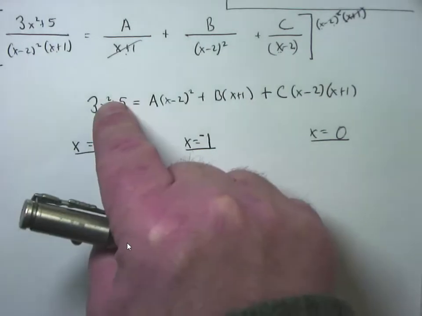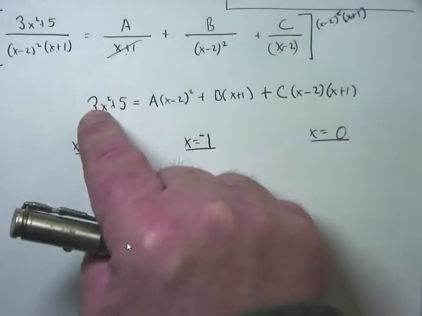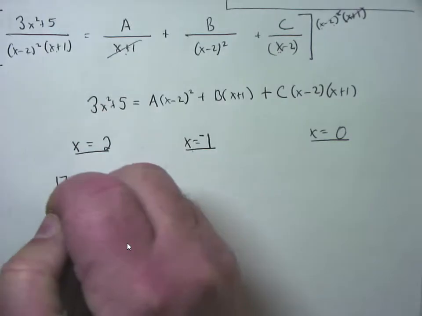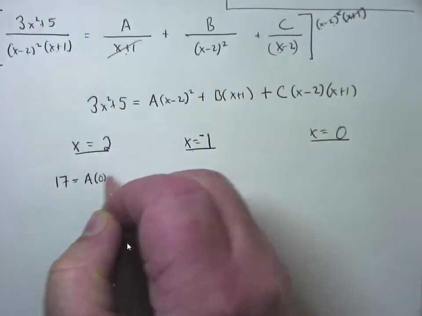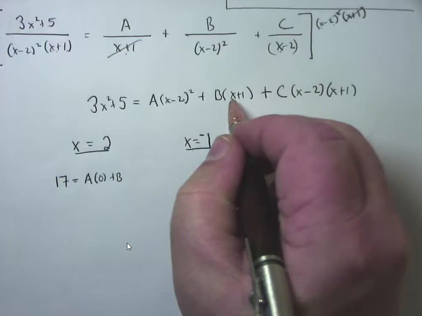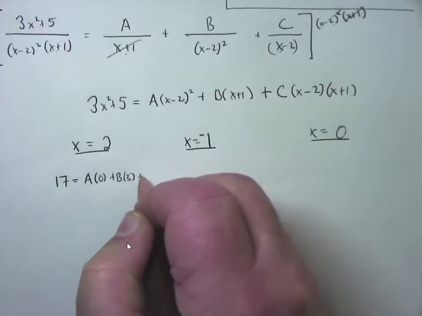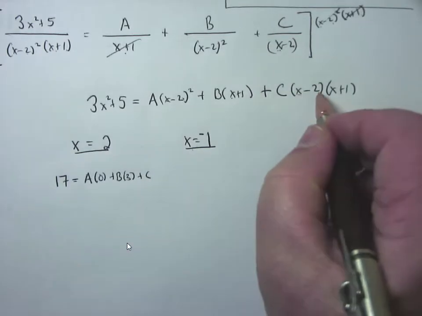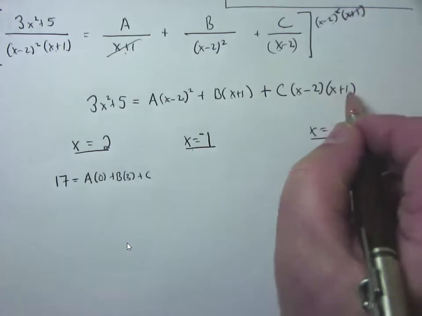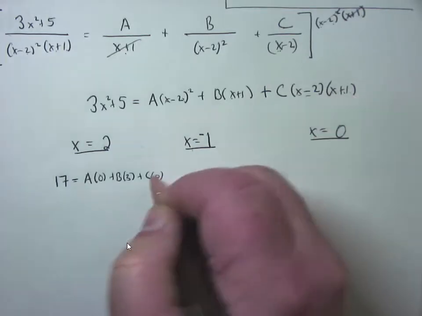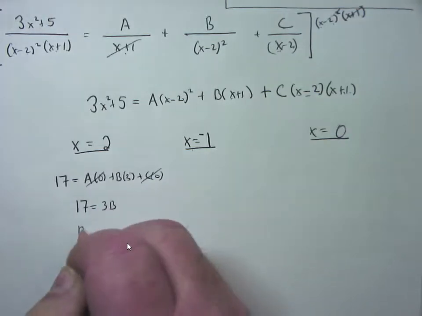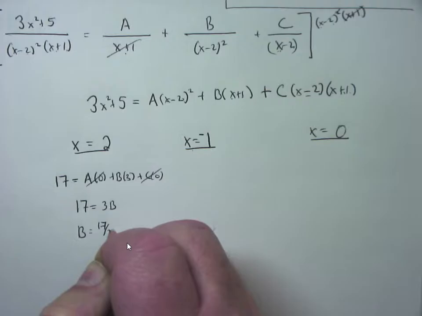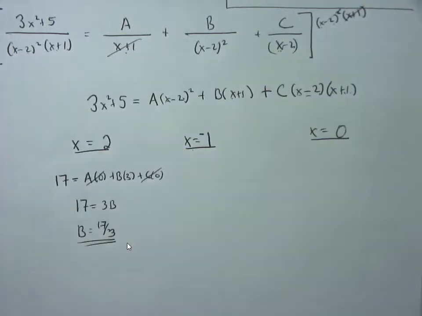2 squared, 4, times 3, 12, and 12 plus 5 is 17. Equals a times 2 minus 2 is 0, squared still 0, plus b times 2 plus 1 is 3, plus c times 2 minus 2 is 0, and 2 plus 1 is 3, and 0 times 3 is still 0. So these terms go away. So I got 17 equals 3b. b is equal to 17/3. One letter down, 2 to go.